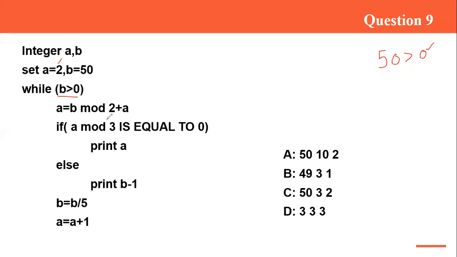I'm not changing anything. Next, if A mod 3 is equal to 0, what is A? 2. 2 mod 3, is it 0? Is 2 divisible by 3? No, it's not divisible. So it will enter into the else part, as the if is false. In the else part, we are printing B minus 1. What is the B value? 50. We didn't change it anywhere. But we are printing B minus 1. B minus 1 means what? 49. So the first output we got is 49.